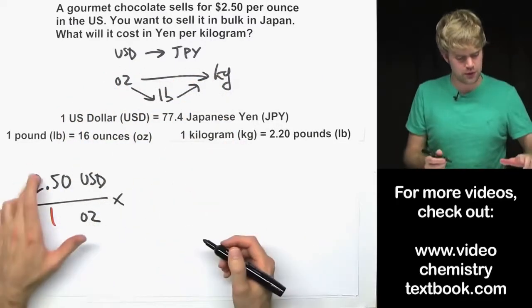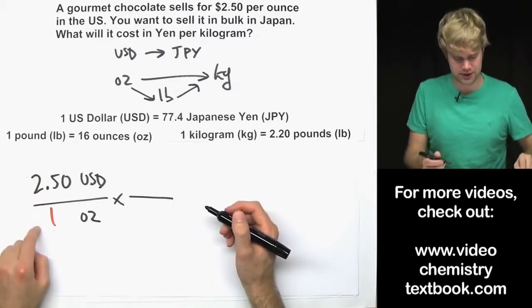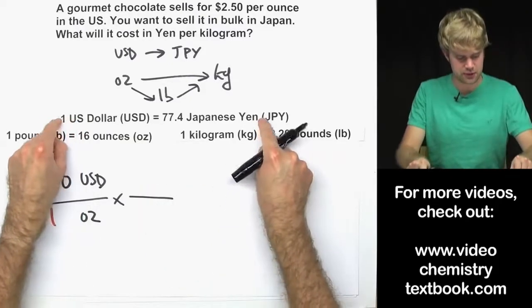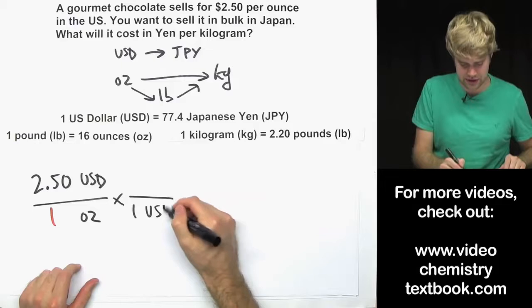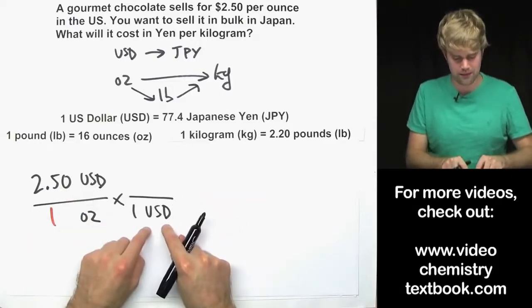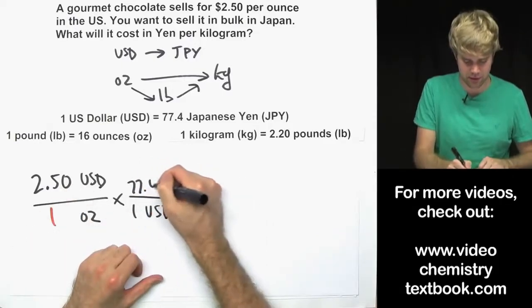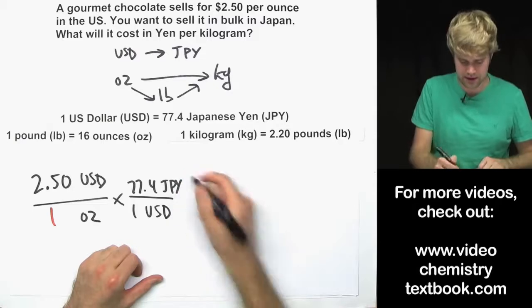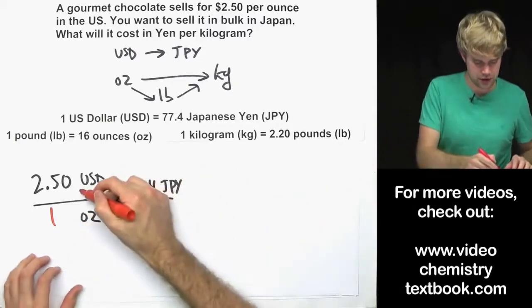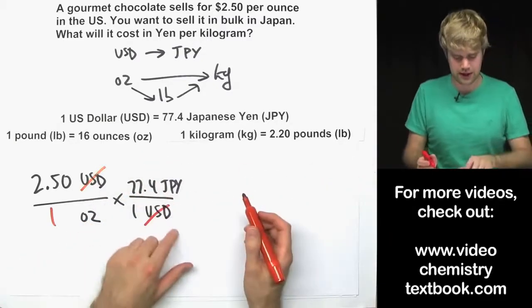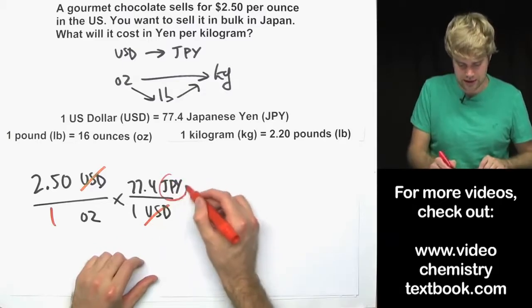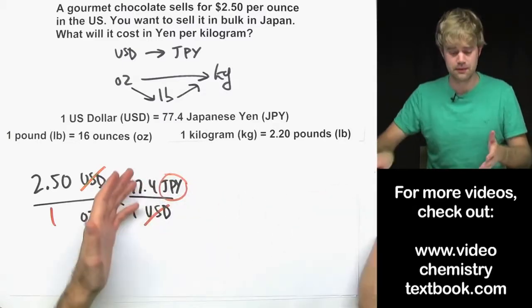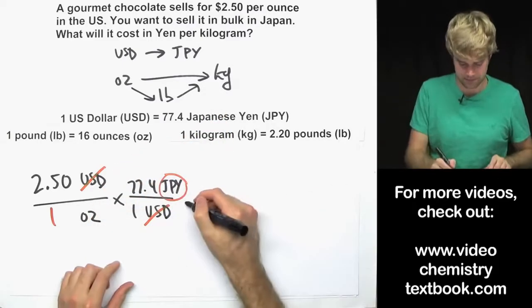Anyway, we're starting with this. So the first thing let's do is let's get rid of US dollars. I'll use this expression to put US dollars, one of them on the bottom, and I'll put 77.4 Japanese yen on the top. So now US dollars cancel, Japanese yen ends up on the top, and I'm going to circle it because we want to keep it, because that's what we want on the top.